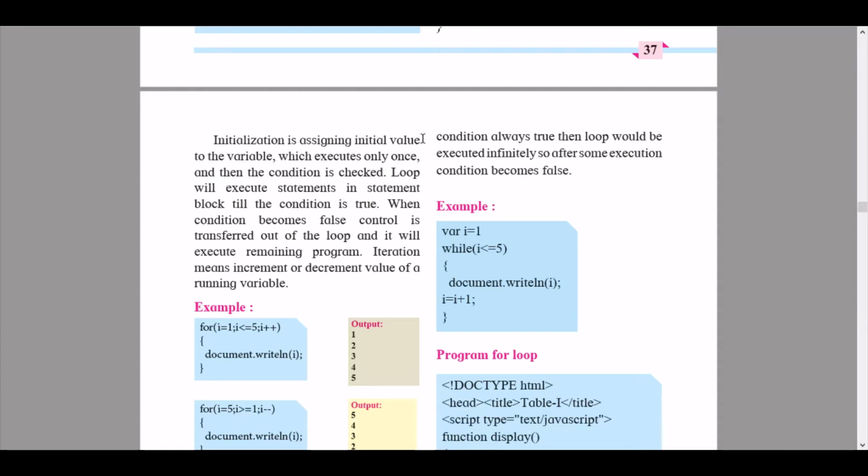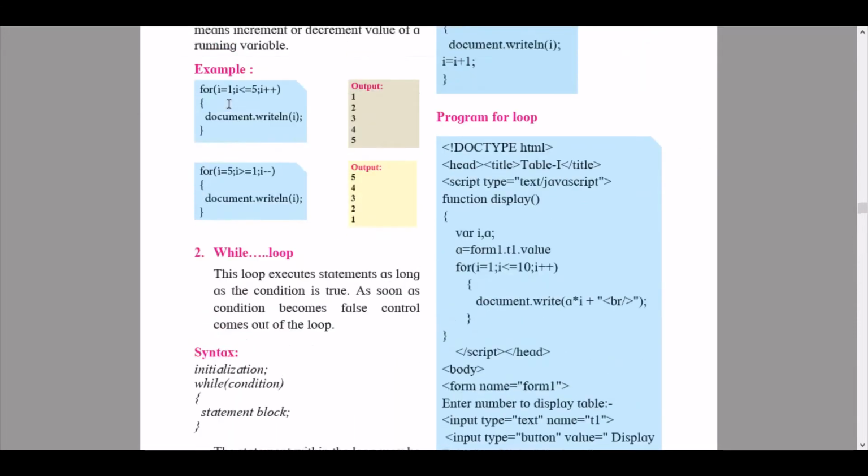Initialization is assigning an initial value to the variable, which executes only once, and then the condition is checked. The loop will execute statements in the statement block till the condition is true. When the condition becomes false, control is transferred out of the loop and it will execute the remaining program. Iteration means incrementing or decrementing the value of a running variable. For example, we have been given for i equal to 1, i should be less than or equal to 5, and i will be incremented.